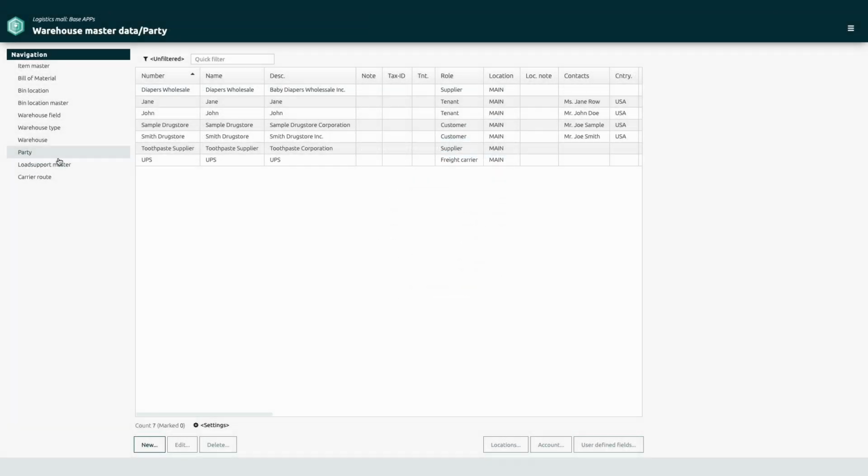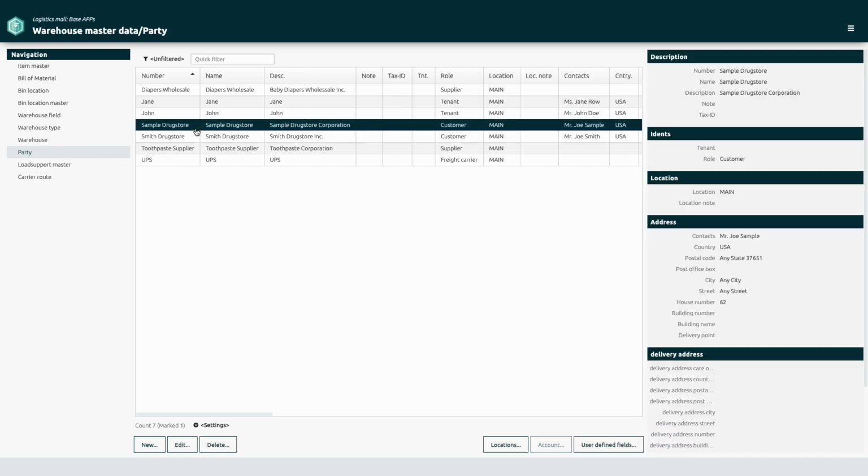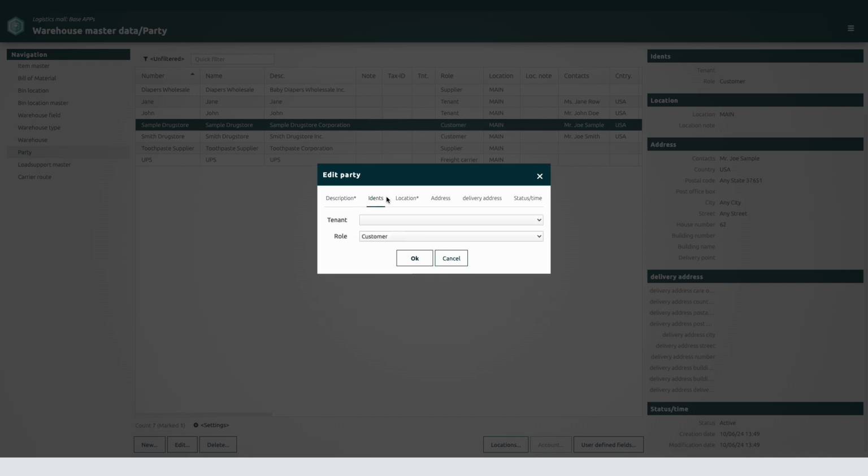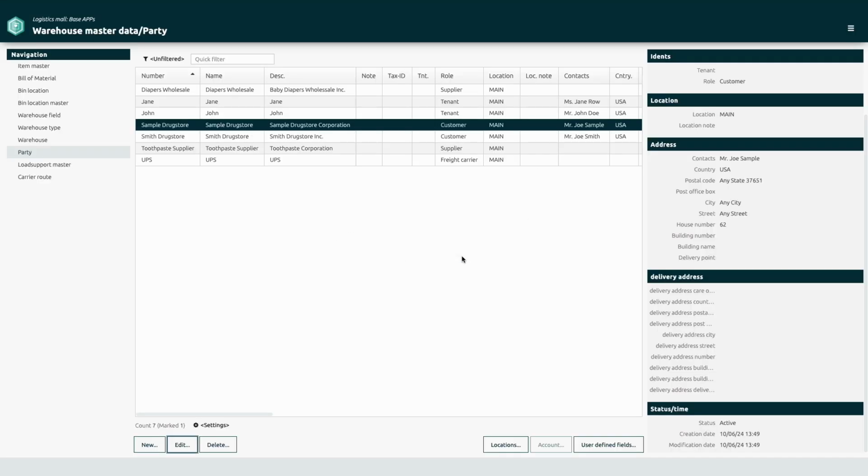The partner master data contains information about all involved actors, their contact persons, address data, and role assignments. Examples of these roles are customer, supplier, or freight carrier. After this first look at the master data, let's start setting up the processes.